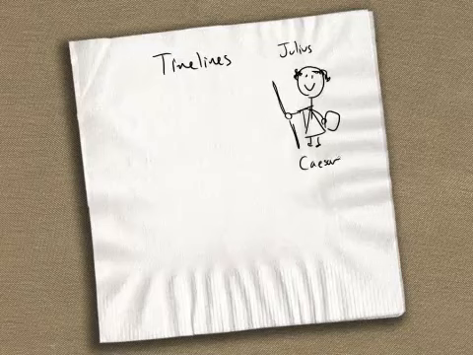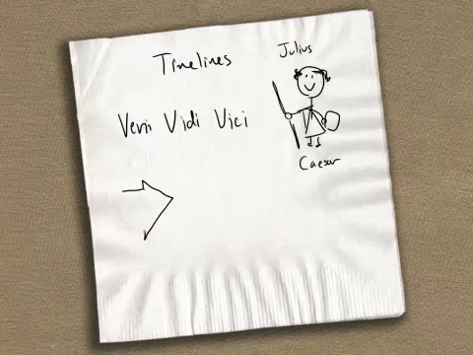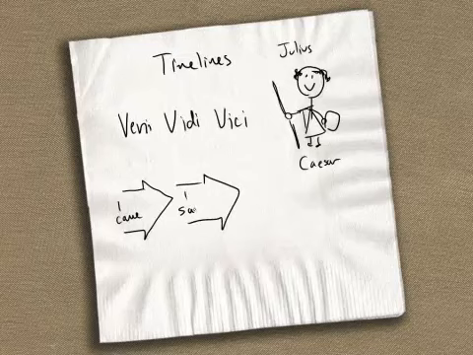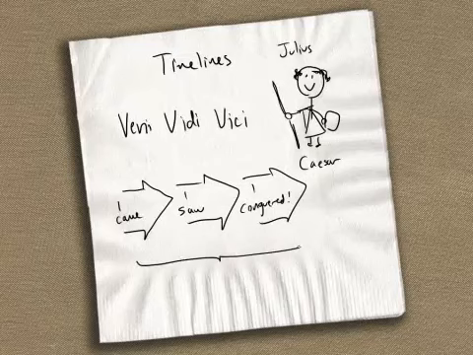And Julius Caesar is best known for his quote, Veni, Vidi, Vici, which we can map out very well into a nice little timeline that says, I came, I saw, and boy oh boy, I conquered. And that's the power of a little timeline.